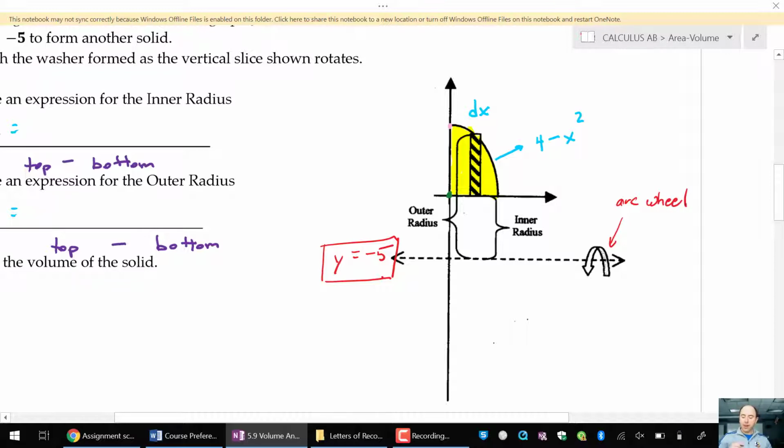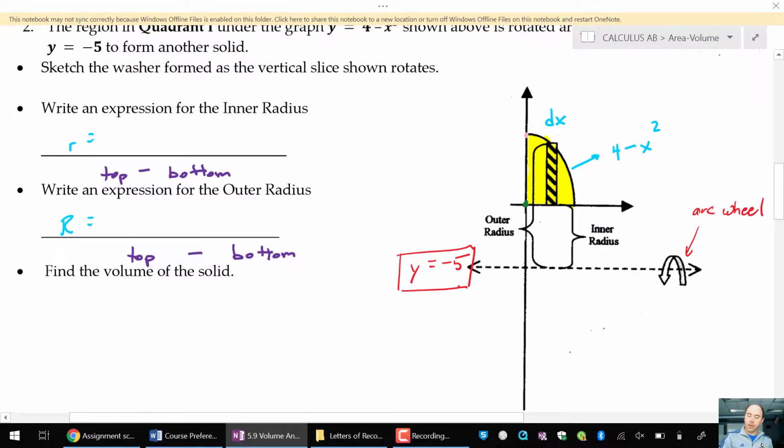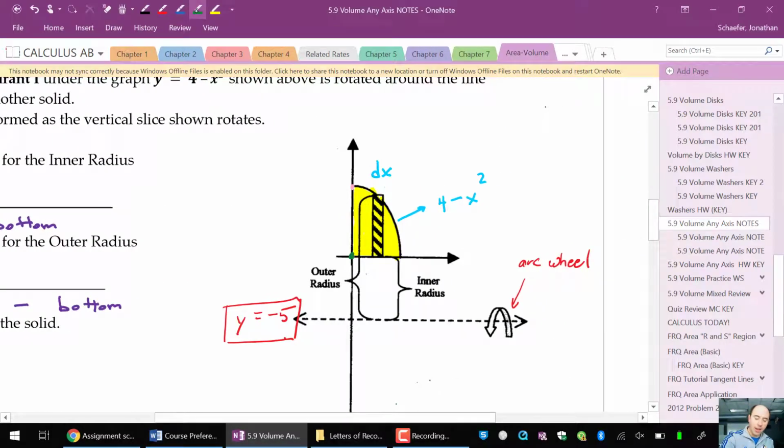And because we're going to go around y equals -5, the sample rectangular strip is vertical. That means I have a dx thickness to it as I construct the washers from the rotation. The washers will have a thickness of dx. And I can now go back to the function of just being 4 minus x squared for the integral. But let's not get too far ahead of ourselves. Let's find the two radii.